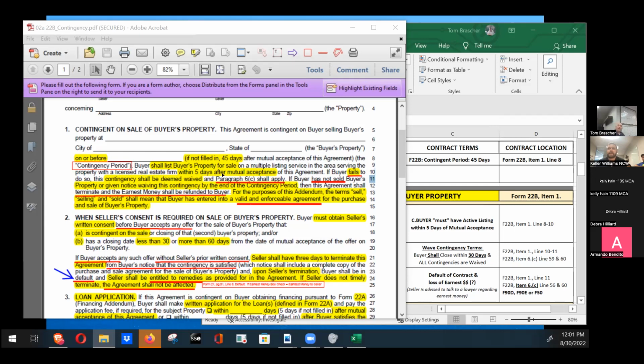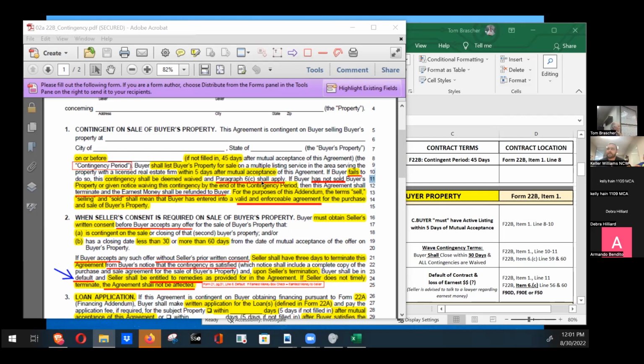But out of that 5 days, it's pretty clear what happens. If you fail, this contingent is deemed waived. You pretty much have to buy the house. And that's it. And if you can't buy the house, then you're in default.